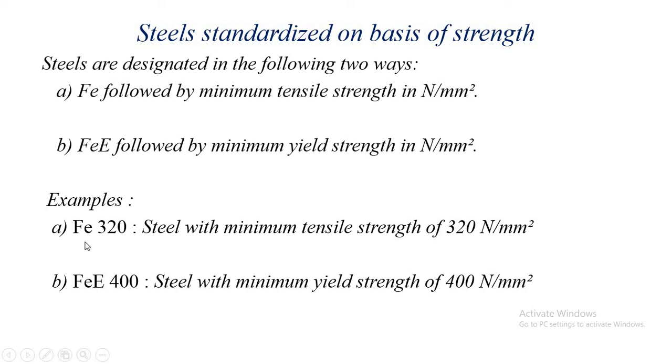Let us study the following examples. Fe 320 stands for steel with minimum tensile strength of 320 Newton per mm square, and Fe capital E 400 stands for steel with minimum yield strength of 400 Newton per mm square. Here we should remember that whenever the designation has capital E, it stands for minimum yield strength, and when there is absence of capital E, it is minimum tensile strength.